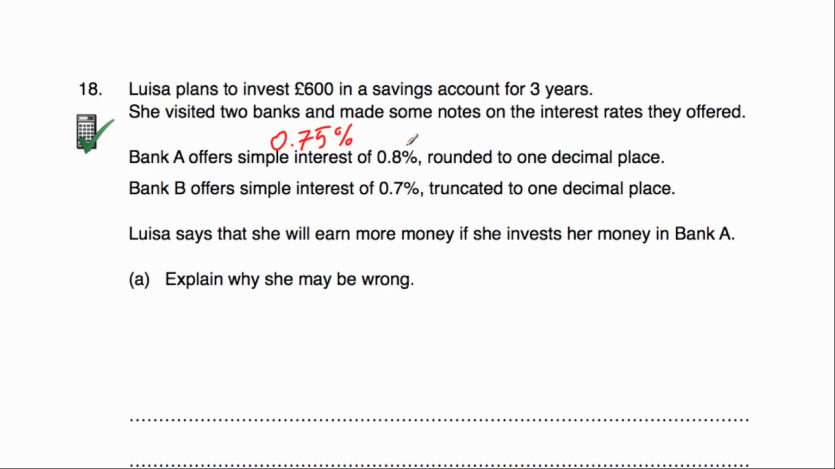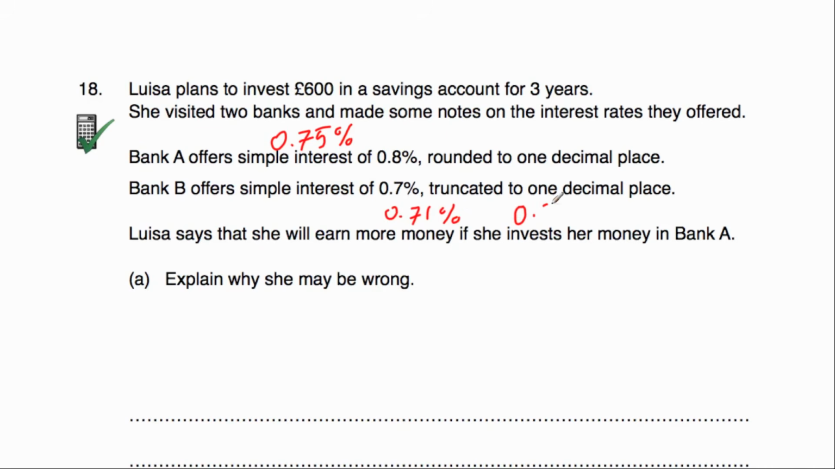It could have been higher. It could have been 0.81, 0.84. It could have been up to, but not including, 0.85%. So anything up to 0.85%, but not including. Bank B says the amount of simple interest is 0.7% truncated to 1 decimal place. That means that the numbers after the 7 have just been got rid of. They've just been ignored. So it could have been 0.71%.